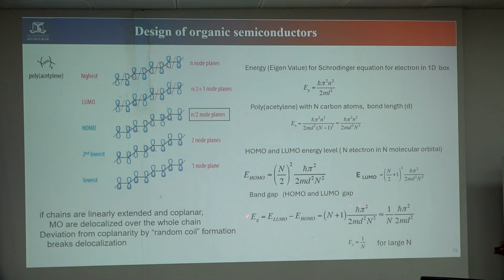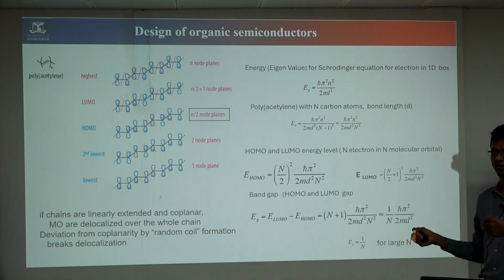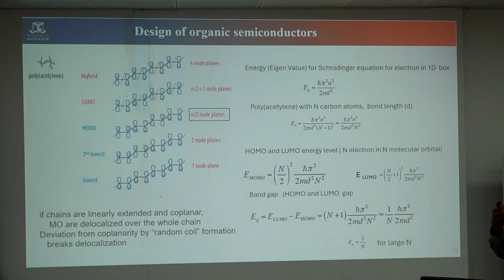From this relation, you can find that the energy gap is directly proportional to 1 by n. This says that if the number of atoms n is increasing, the band gap is decreasing. That means in a conjugated system of multiple molecules, the extended conjugation will decrease the band gap. Got the point?